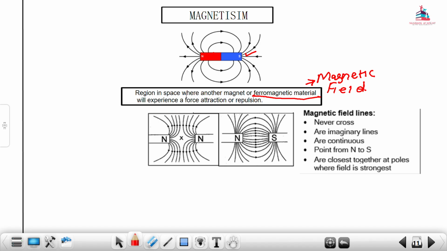So what is a magnetic field? It's a region in space where another magnet or a ferromagnetic material will experience a force of attraction or repulsion. What is force of attraction? It's when you have unlike poles. And force of repulsion is when you have like poles: when you have north and north, or south and south. Your unlike poles will always be north and south.